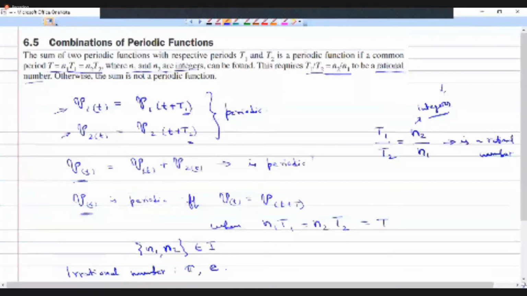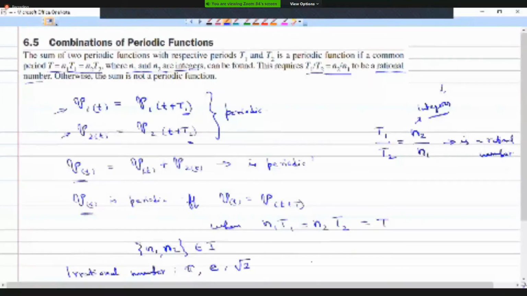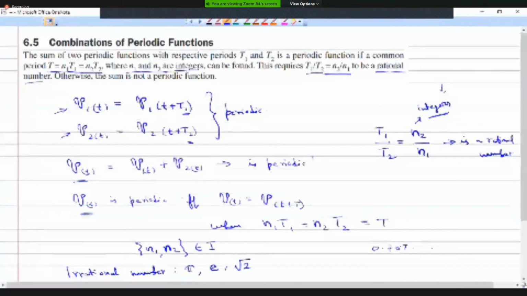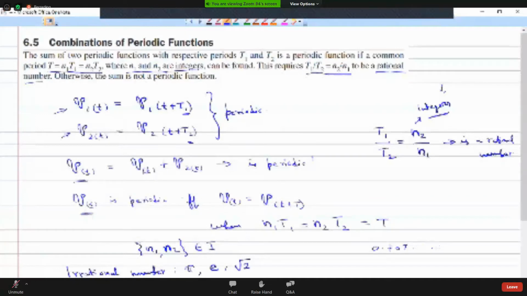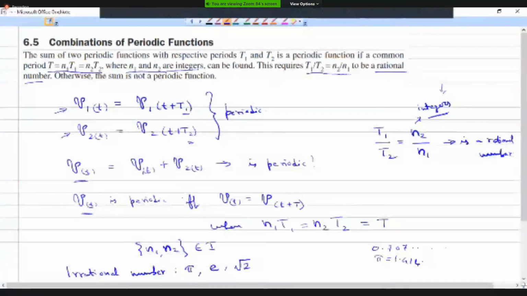Another example I can give you is root 2. If you take the square root of 2, you can see that it will be 1.414 and so on. This is an approximated value. There are innumerable digits which are not repeating. We cannot find a pattern for this. Similar is the case with pi also. We can never see a pattern for these kinds of values.